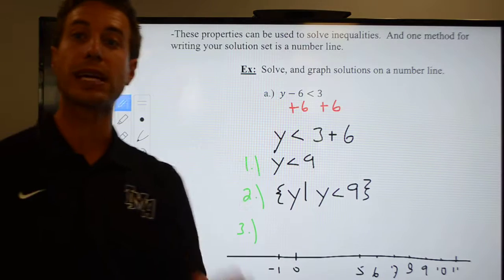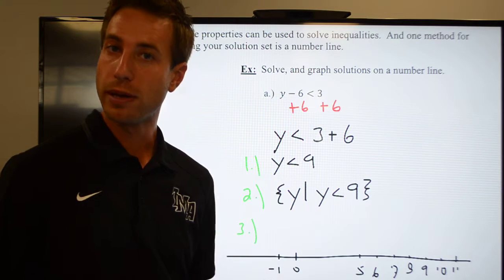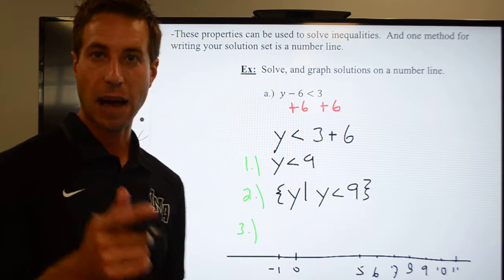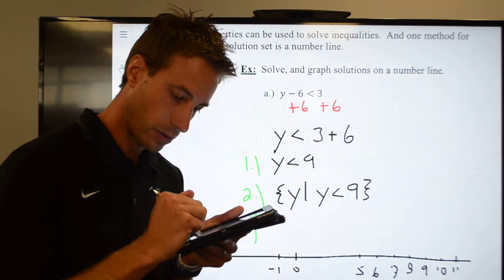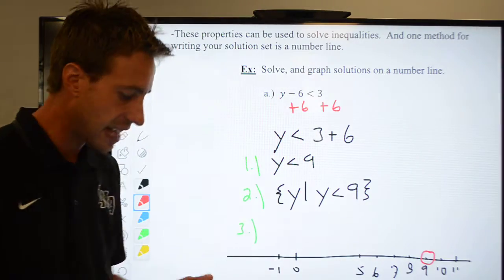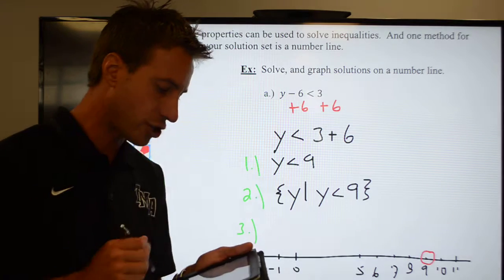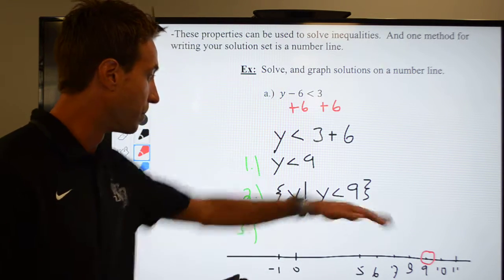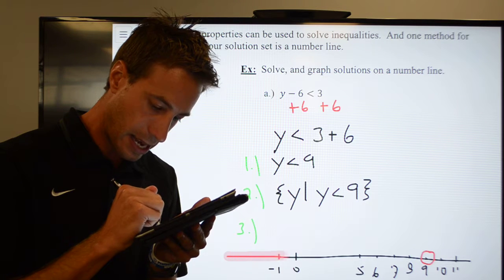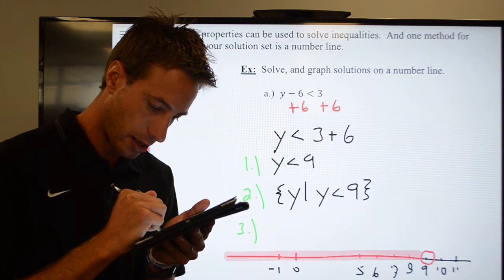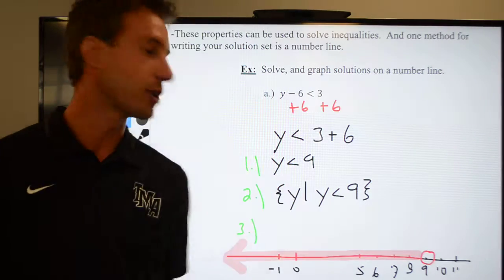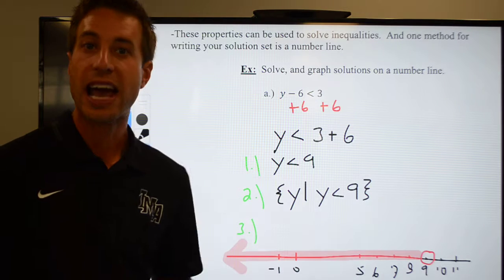It is strictly less than. Does that mean open or closed circle? Right, I'm going to need an open circle. 9 is not included. It is only everything less than 9. So we will then go ahead and shade my number line. Everything less than 9, not including 9. So that's going to be everything in this direction, going that way. So there we go. All three solutions: inequality, set builder notation, and doing it on a number line.